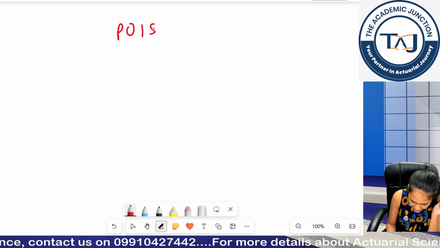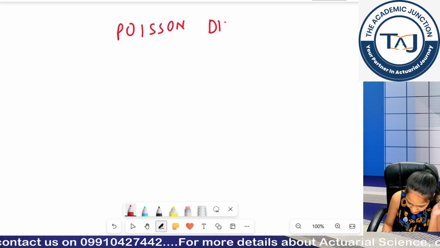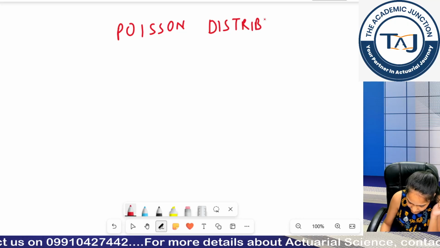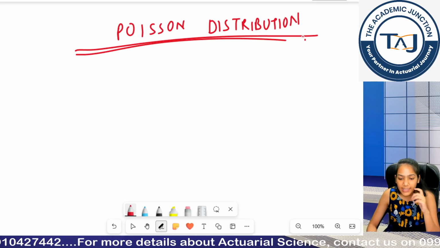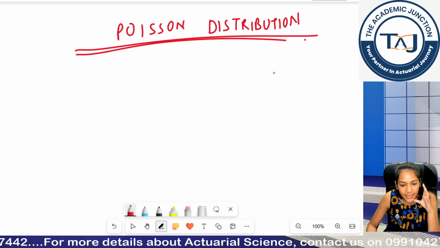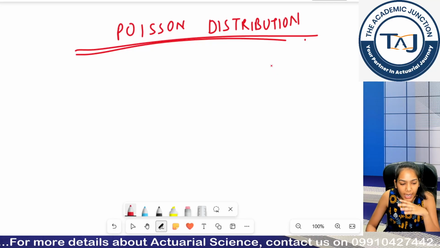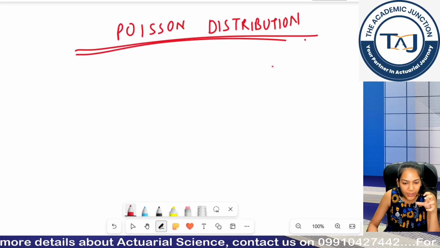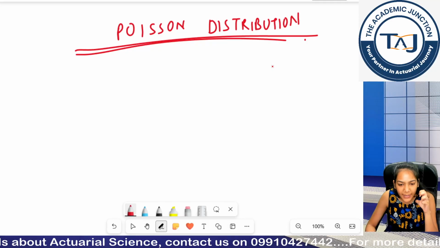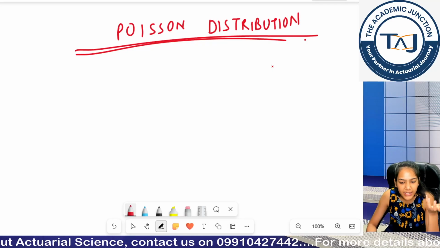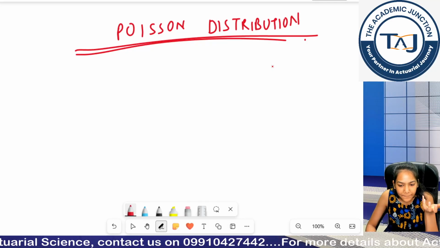Put down the heading Poisson distribution. You will understand the power of this distribution basically in CS2 and CM2. It is a very important distribution from the CS2 and CM2 perspective. It is relevant in CS1, but still you will get to know its power in CS2 and CM2, okay?